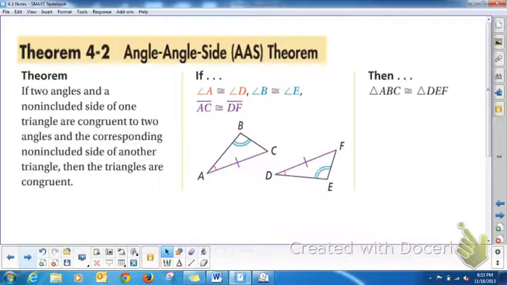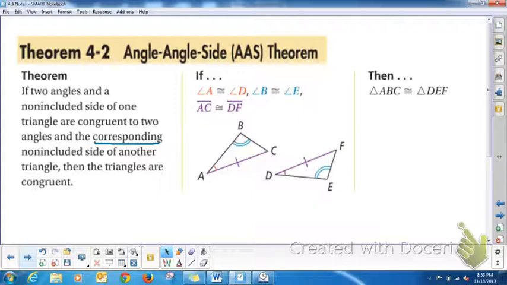The next thing you want to take notes on is theorem 4.2. Now remember, a theorem is different than a postulate. A theorem is a rule we can easily prove. This theorem we can easily prove because we know the third angle theorem. So angle, angle, side. If two angles and a non-included side of one triangle are congruent to two angles and the corresponding, that's important, has to be the same one, non-included side of another triangle, then the triangles are congruent.